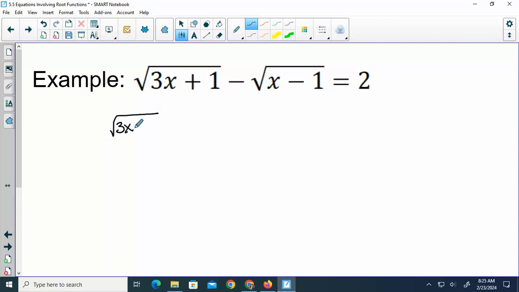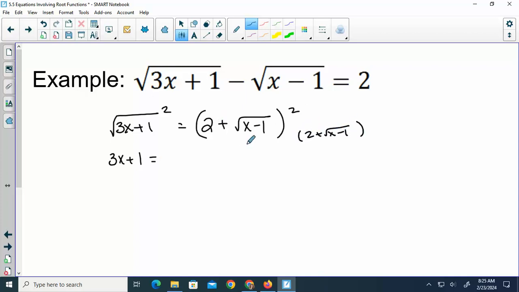So to isolate this radical, we add over the second one. And then to square, we have to FOIL on the right. So we get 3x plus 1 equals, so if we write that twice, 2 times 2 is 4, plus 2 radical x minus 1, plus 2 radical x minus 1, plus radical x minus 1 times radical x minus 1 just gives you x minus 1.